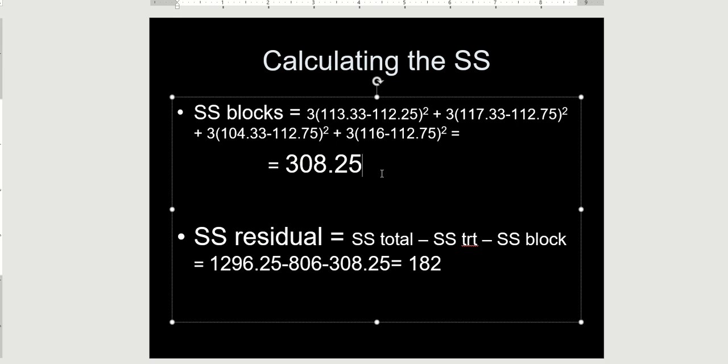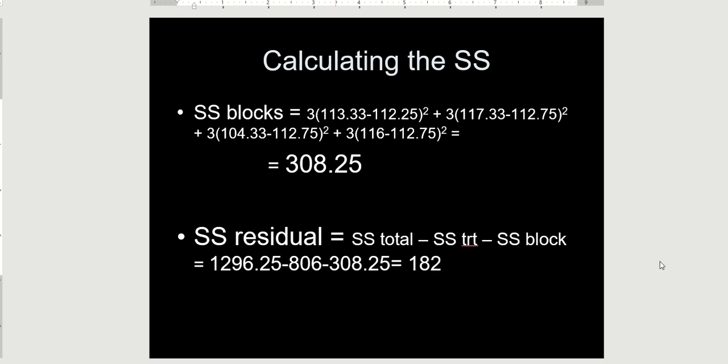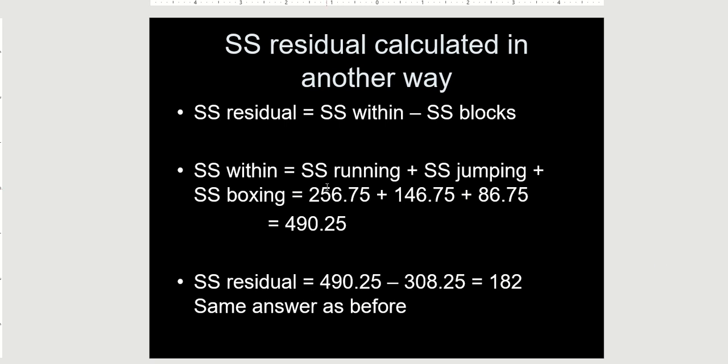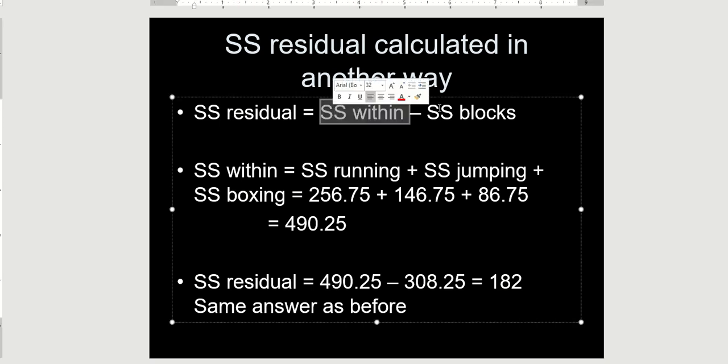So now how many sums of squares do I have? The total, the treatment, and the blocks. By doing a simple subtraction, I can calculate the sum of squares residual to be 182. Okay. So this is just saying that the residual is nothing but within minus block.